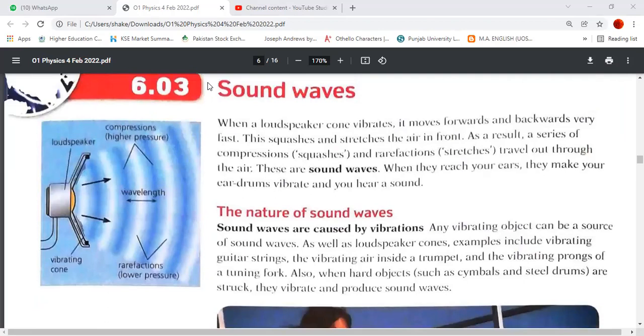For example, let's consider that this is a compression and there is another compression. These have a certain distance in between them. Let's consider these two are 1 millimeter apart. So 1 millimeter is the wavelength. This is the distance between two compressions.